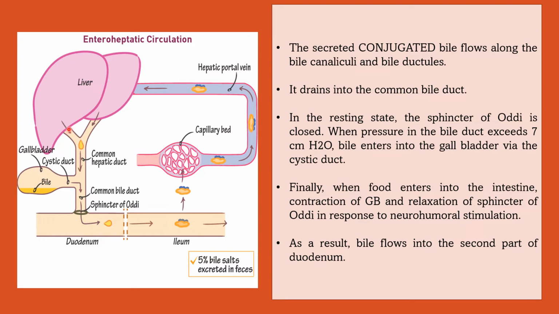We can see the right and left hepatic duct join to form the common hepatic duct. It joins with the cystic duct to form the common bile duct, which opens at the second part of the duodenum. In the resting state, the sphincter of Oddi is closed. So when the pressure in the bile duct exceeds 7 cm of H2O, bile enters into the gallbladder via the cystic duct.